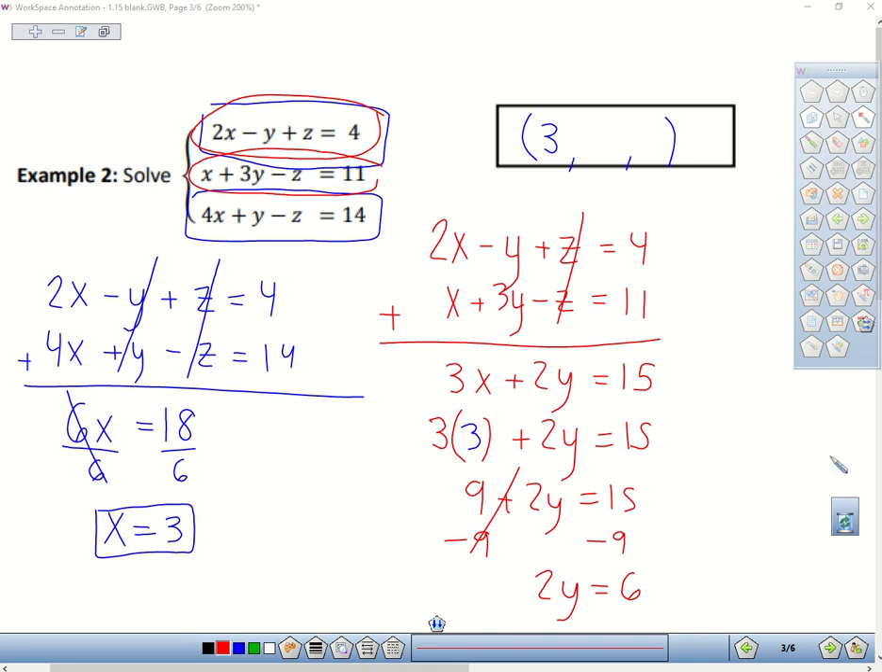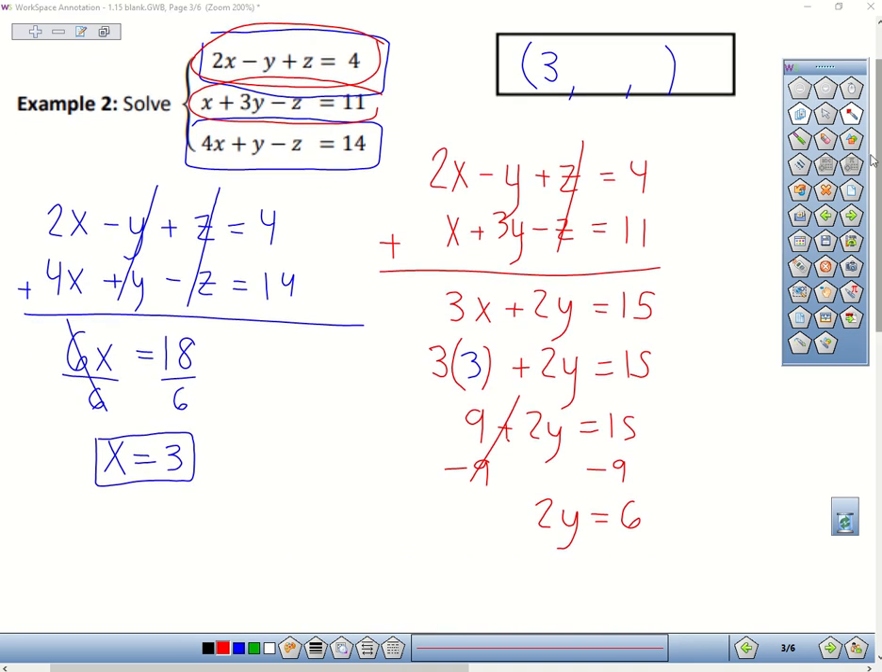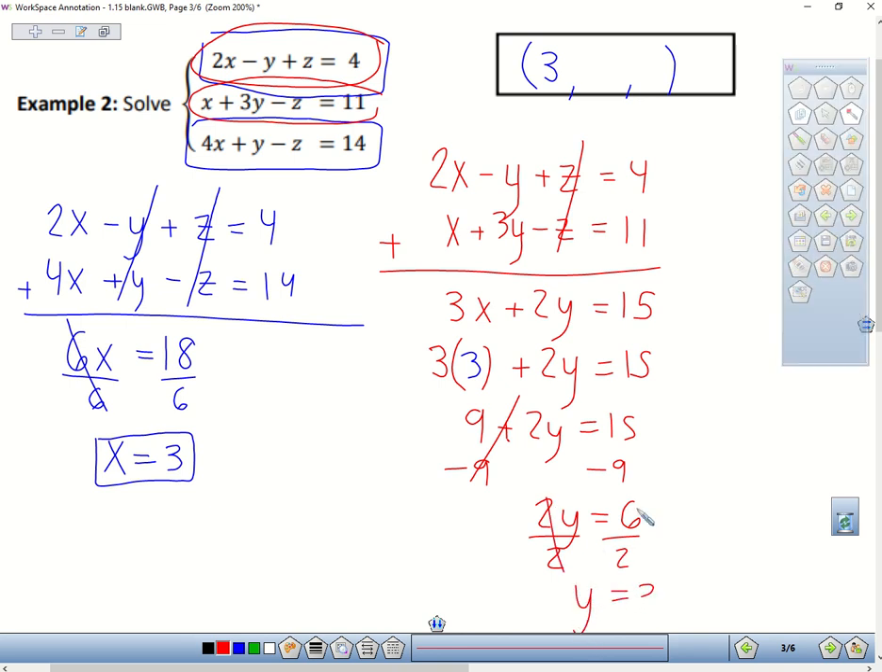Oh, okay. Thank you. So from here, then we're going to divide by 2 on both sides. Now my computer's lagging. And that's going to give me y equals 3.